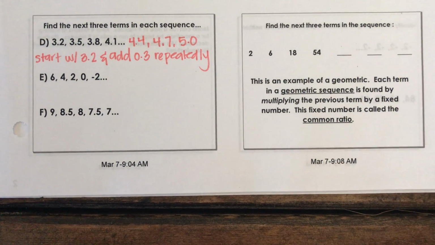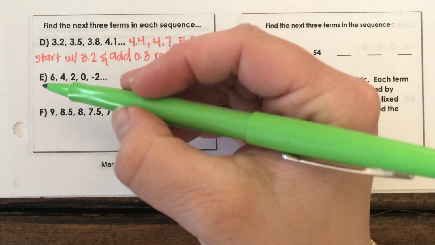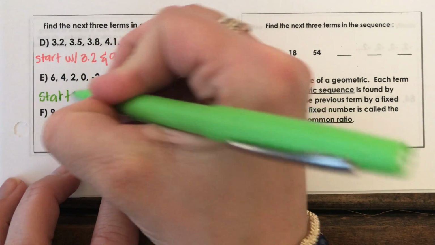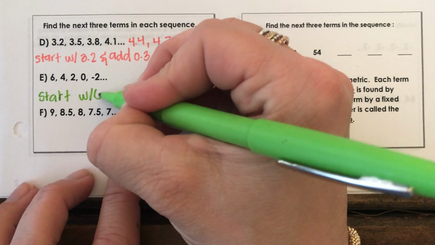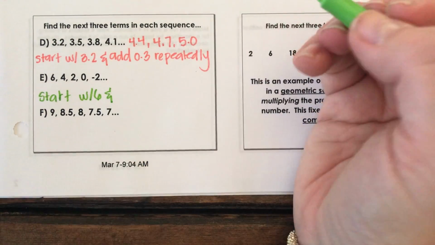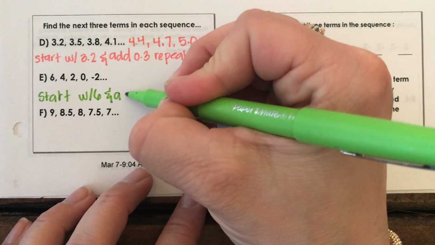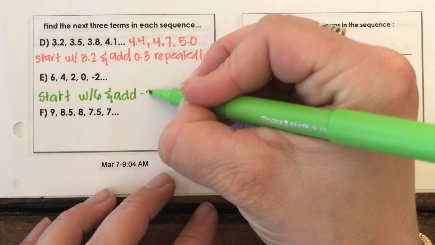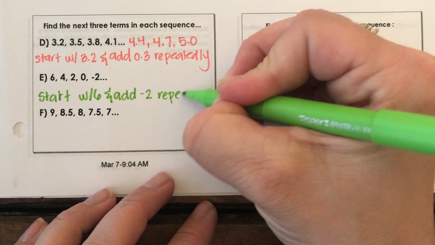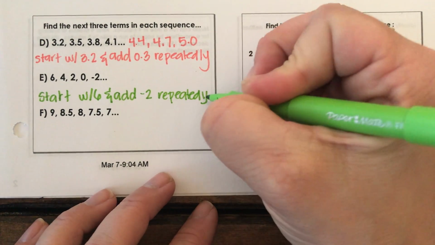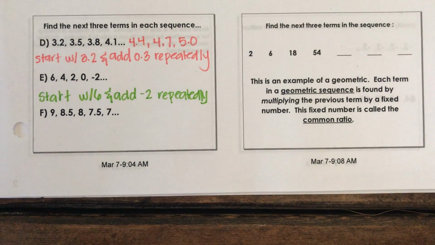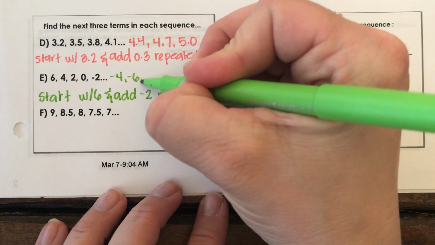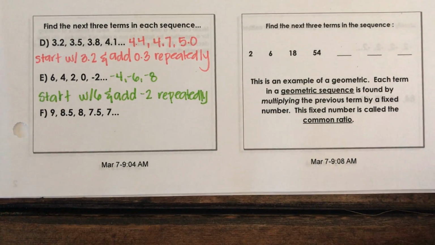Okay. Enough of that. On this one, the rule is always start with, and then whatever we're starting with, so 6. And then what are we adding? It has to be add. We're subtracting 2, right? That's the same thing as adding -2 repeatedly. Okay, adding a negative is the same as subtracting. So then we would get -4, -6, and -8.